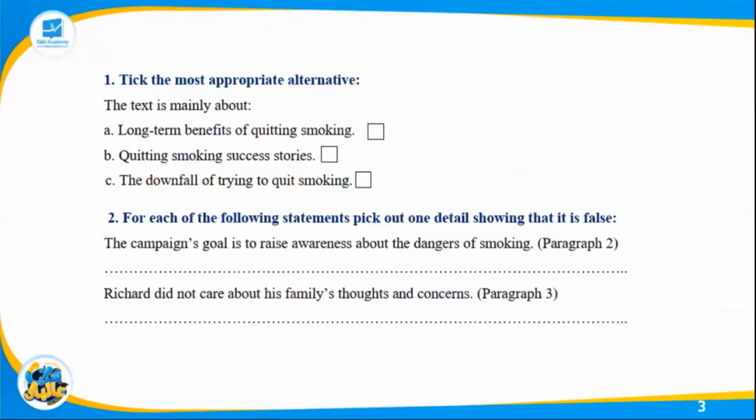The text is mainly about. Now we are looking for the main idea, l'idée générale, on the whole. Okay? Is it long-term benefits of quitting smoking? Quitting smoking success stories, or the downfall of trying to quit smoking, the downfall or the fail, okay.